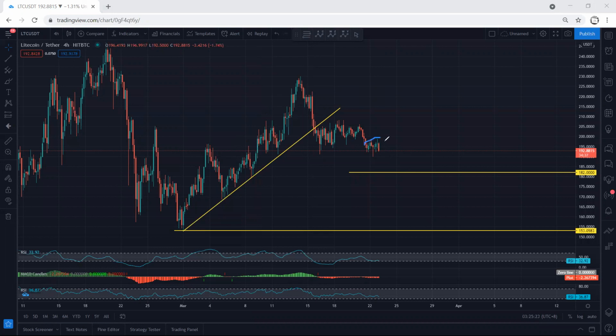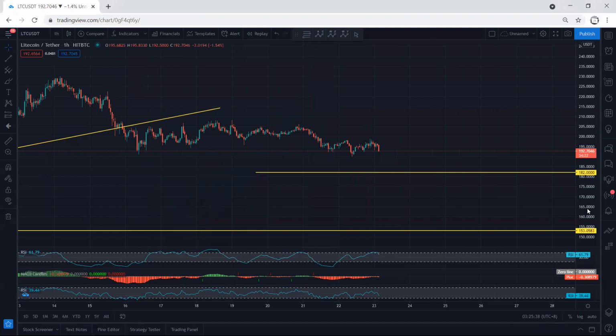Okay, anyway, now we want the price to drop and break this correction. Then any reversal from there, whether the price drops to 182 or not, it depends how sharp it can be. Any reversal, we will take the trade for buy. But the first thing is we want to see how deep this one can go.